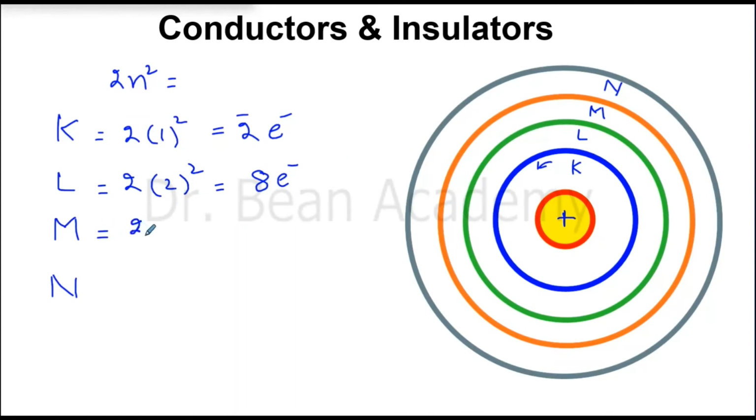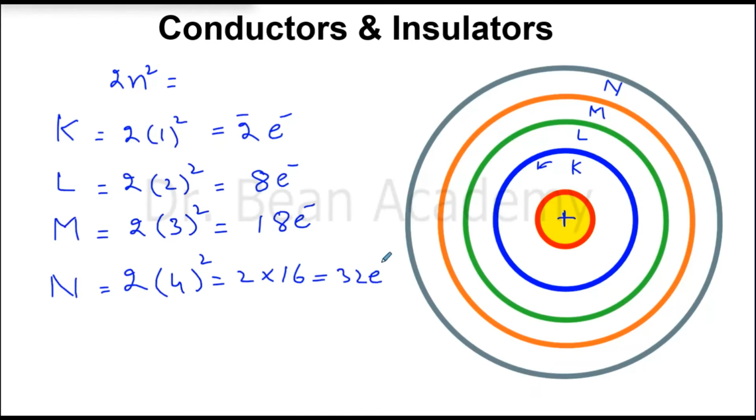Similarly, for M, it should be 2 times 3 squared. So 3 squared is 9 and 18 electrons can fill up the third or M shell. And N is the fourth shell, so 2 times 4 squared, so it is 2 times 16, which is 32 electrons that can fill up the fourth or N shell.